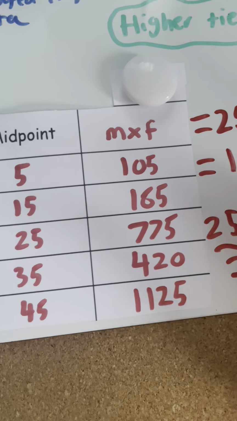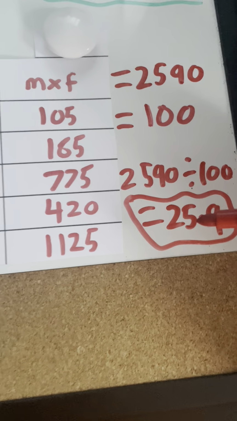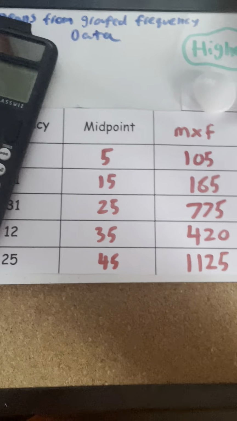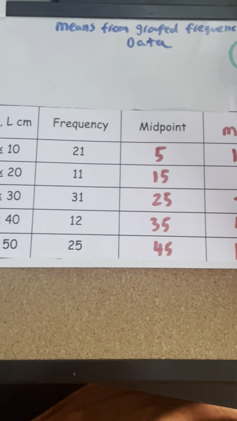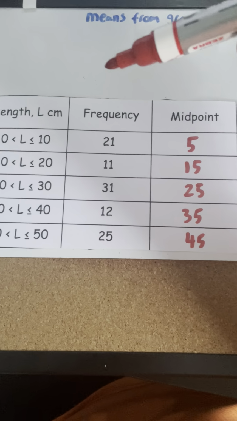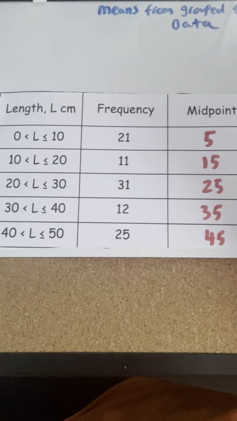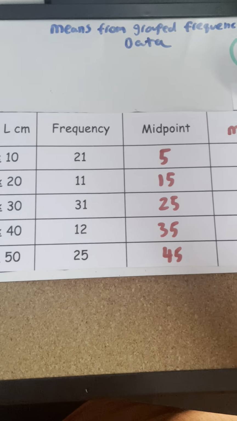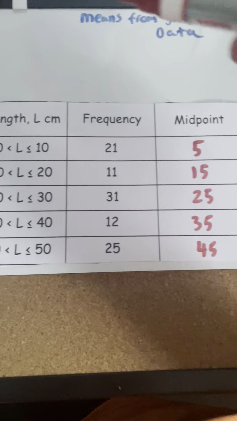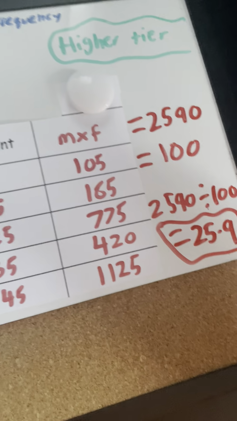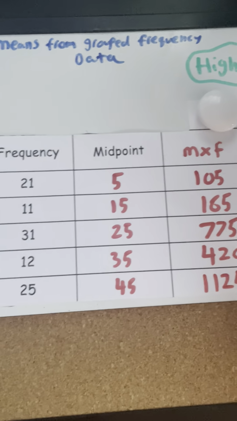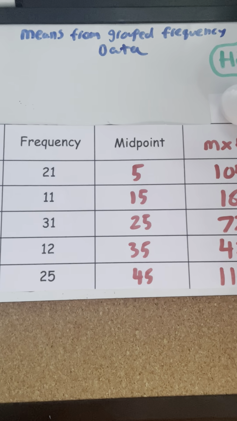25.9. So that is your final answer, but that is not actually the mean. Basically, this is the mean from grouped frequency data, it's basically from frequency tables, but we call it data in this. So that is the mean, but it's an estimated mean. So it's not the real mean, it's what we think the estimated mean is.